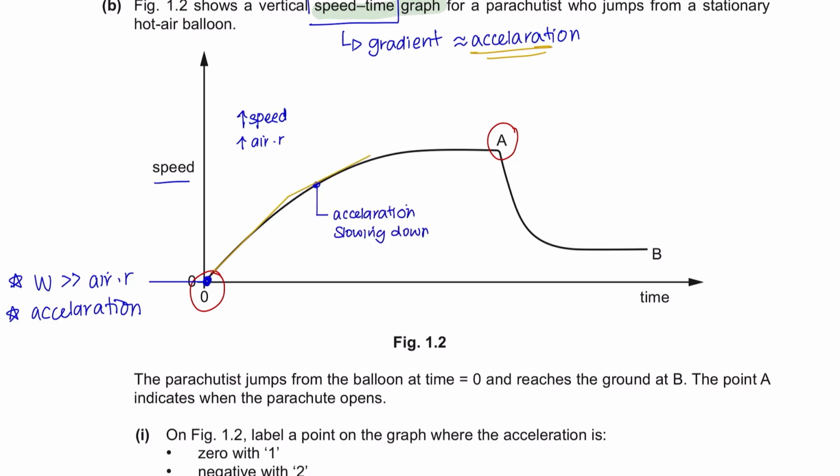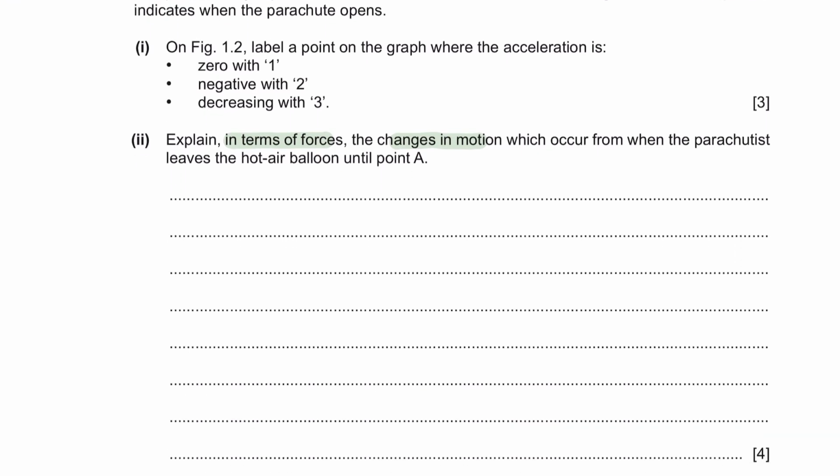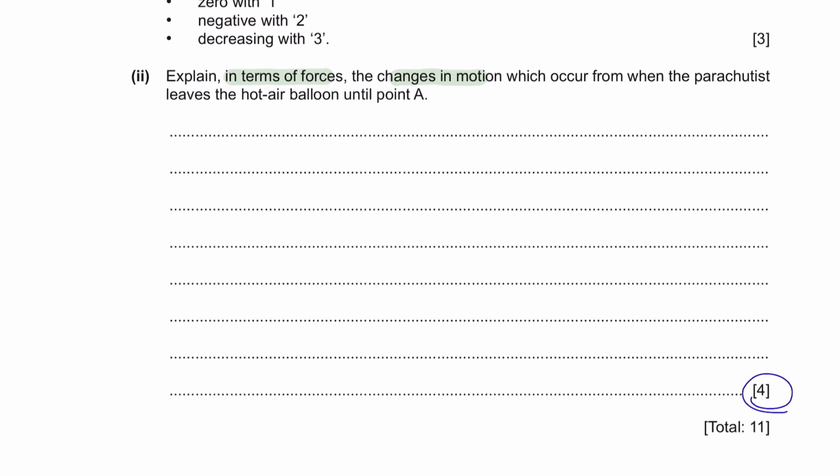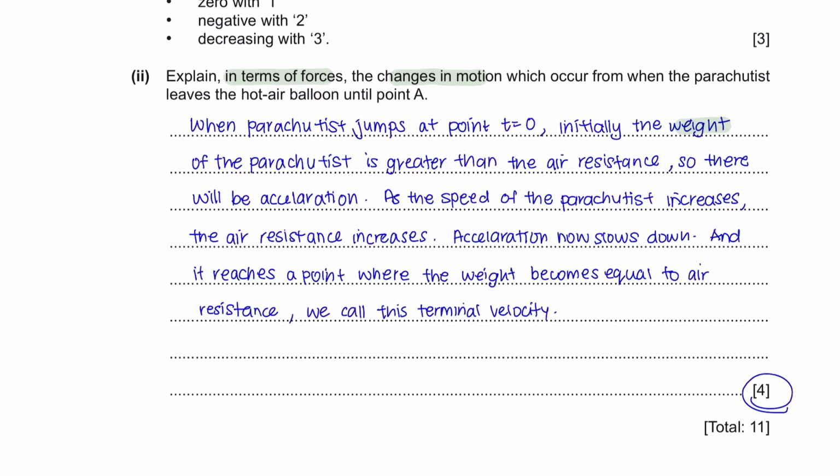And next, it reaches a point where the weight becomes equal to its air resistance. We call this terminal velocity, where all the forces are balanced. So you can use this information to fill out your answer and achieve 4 marks. If you have written your answers differently, that's okay. Just check if you have these key points which I have highlighted to get the complete 4 marks in this question.